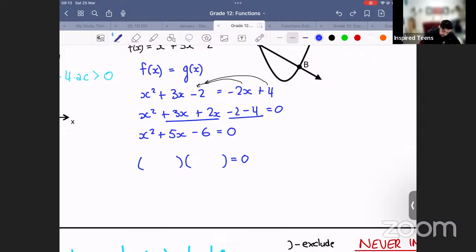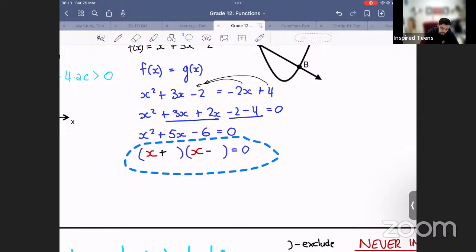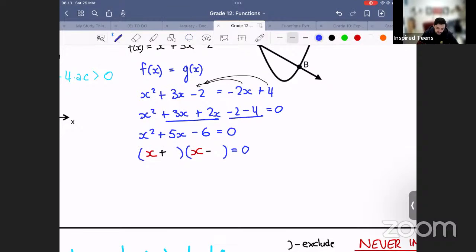So x squared, I'm going to use the factors of the first term. It's going to give me x and x. My signs depend on the second sign of the trinomial. If the second sign of the trinomial is a negative, then I get one plus and one minus, and it doesn't matter in which bracket I put it in this case. Then I have the factors of 6 to give me 5.